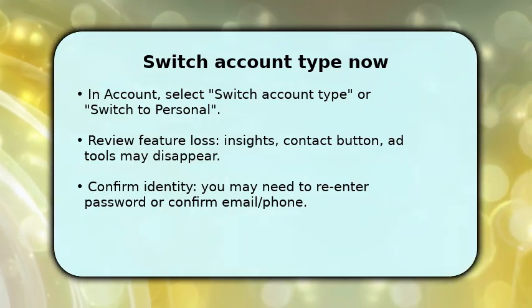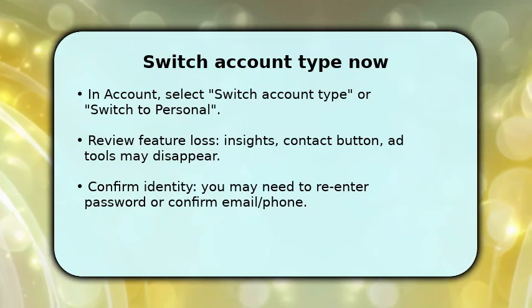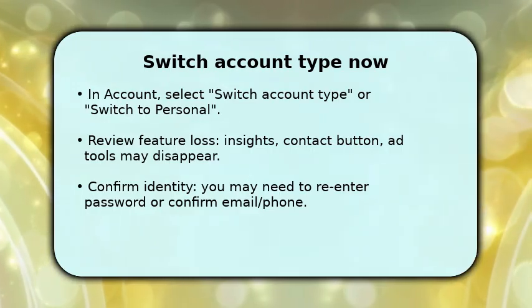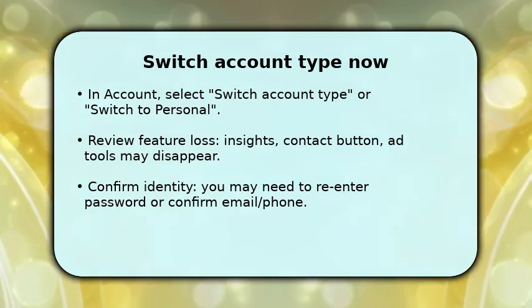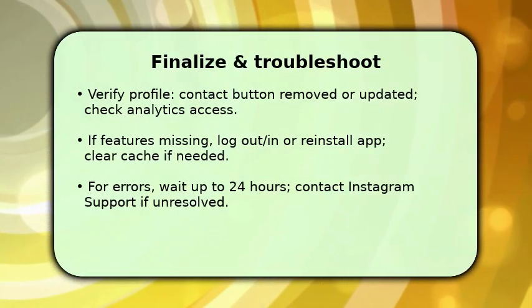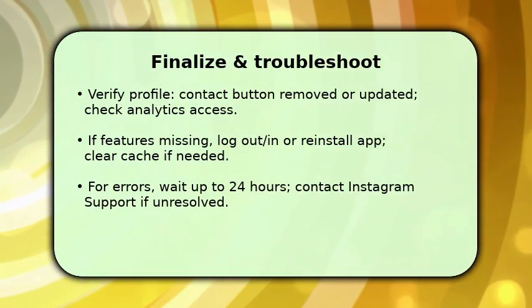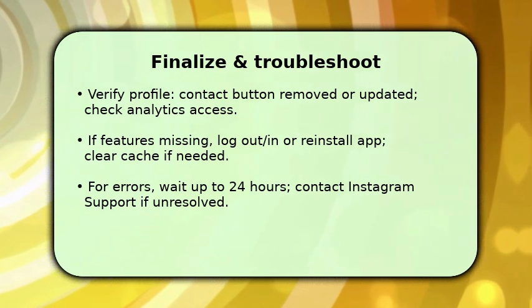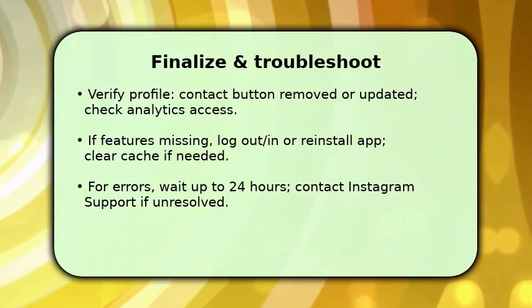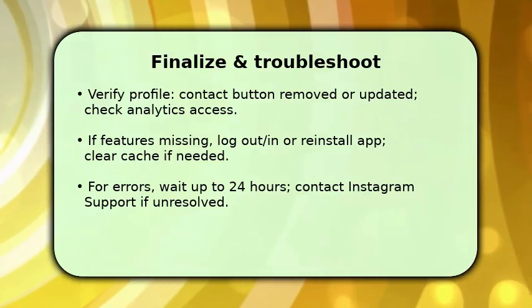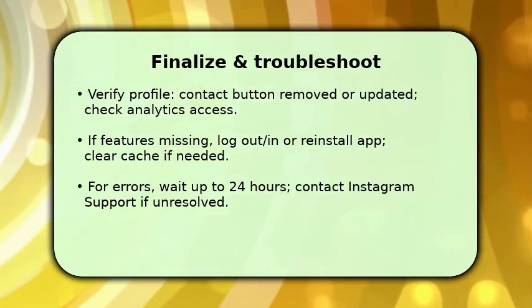Once confirmed, the app updates settings. Make sure to check Profile Contact buttons and business categories afterward. Finish by inspecting your profile. Verify that the contact button, category, and insights reflect the new account type. If something looks wrong, log out and back in or reinstall the app. Clearing cache often resolves sync issues.